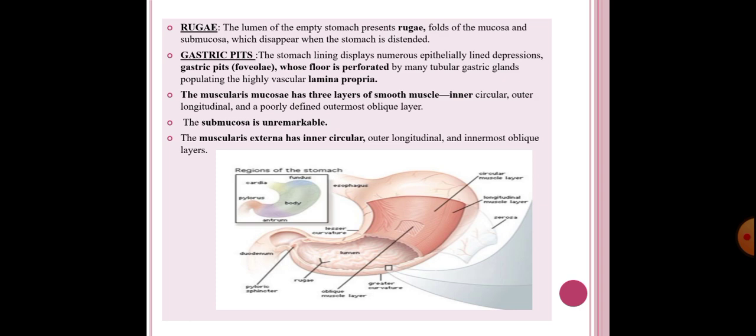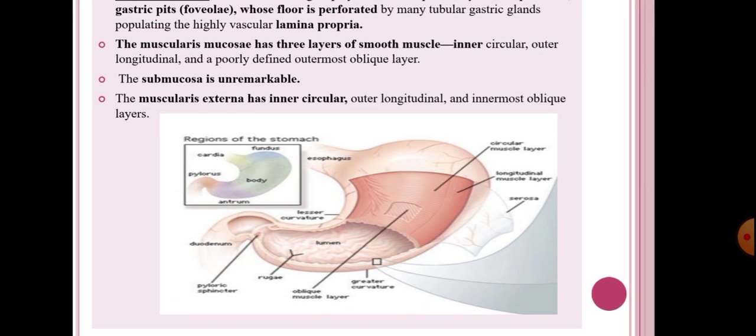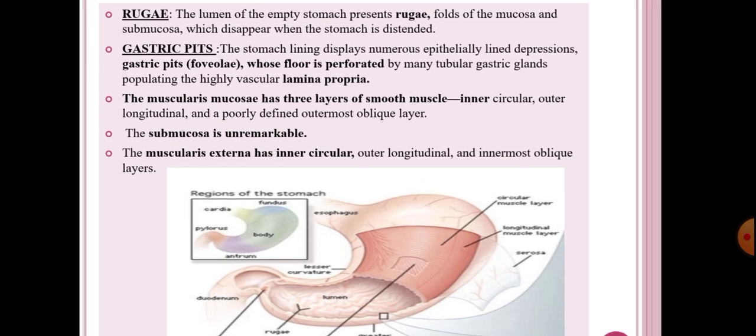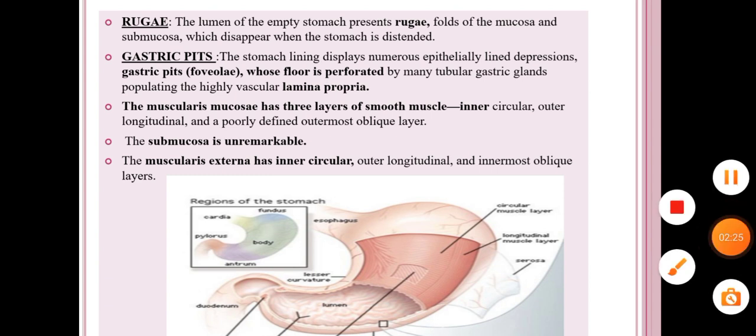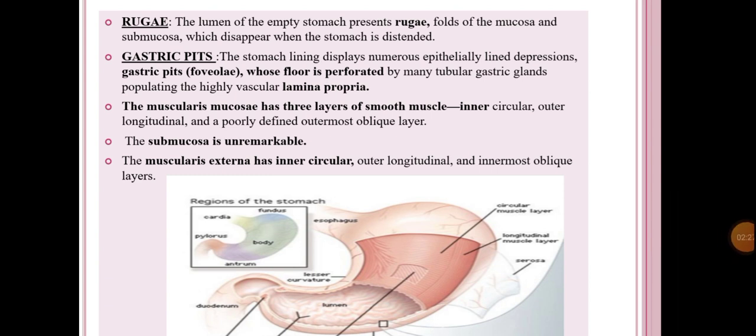You can see that in this section there is a mucous lining which has many folds. Whenever your stomach is empty, the inner mucosal lining shows folds, and these are called rugae. The lumen of the empty stomach presents the rugae. These are nothing but folds of the mucosa and submucosa, which disappear when the stomach is distended. Obviously, whenever there is food in your stomach, this structure will not be seen. The rugae will be present only when your stomach is empty.